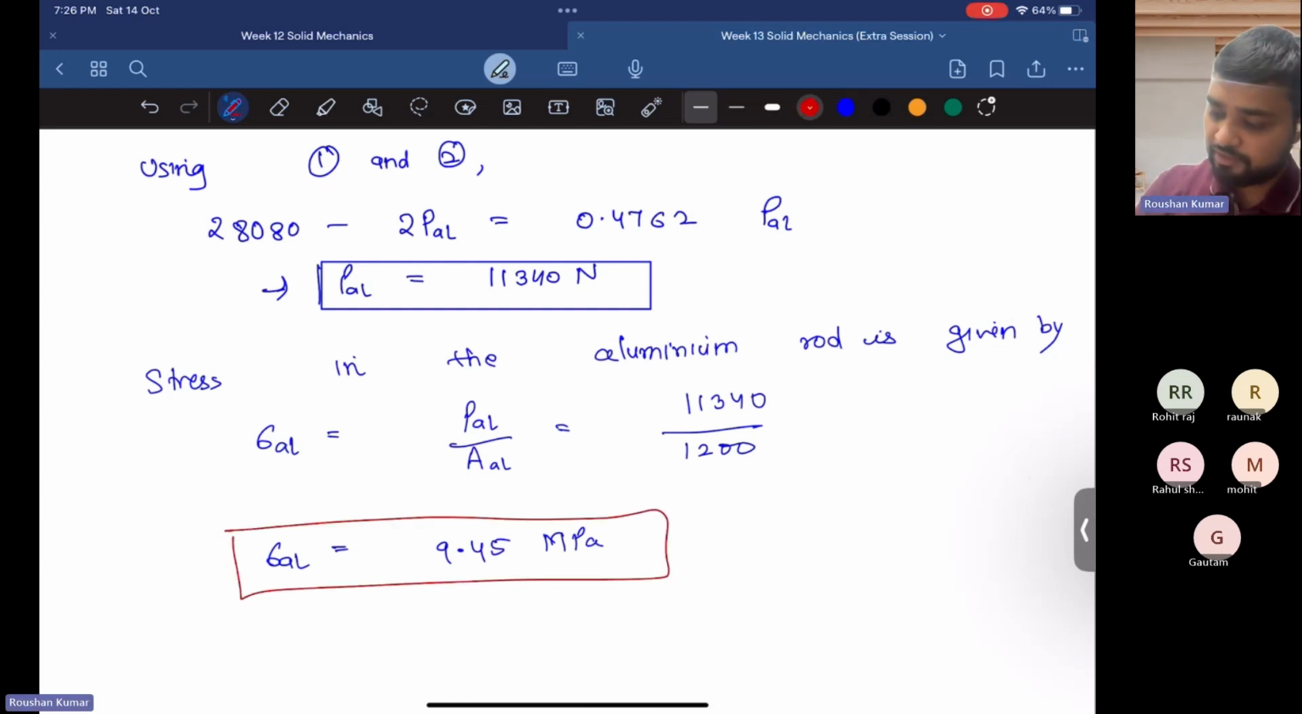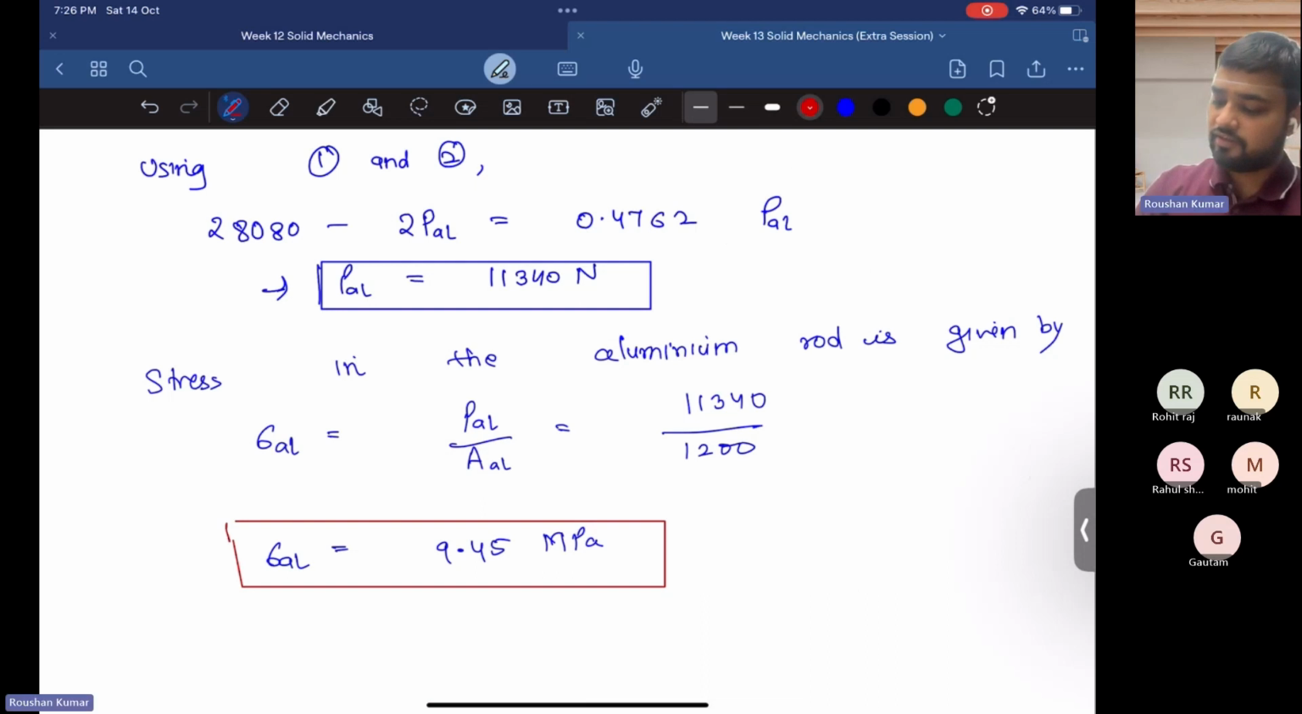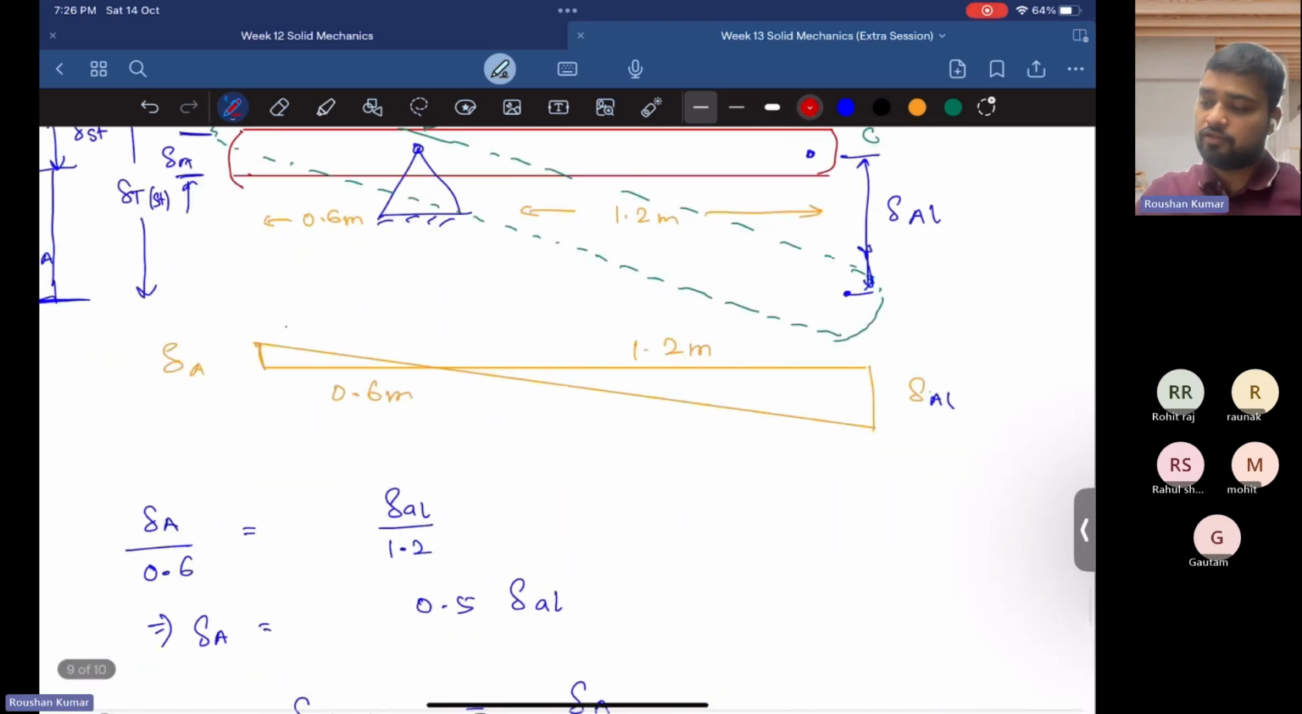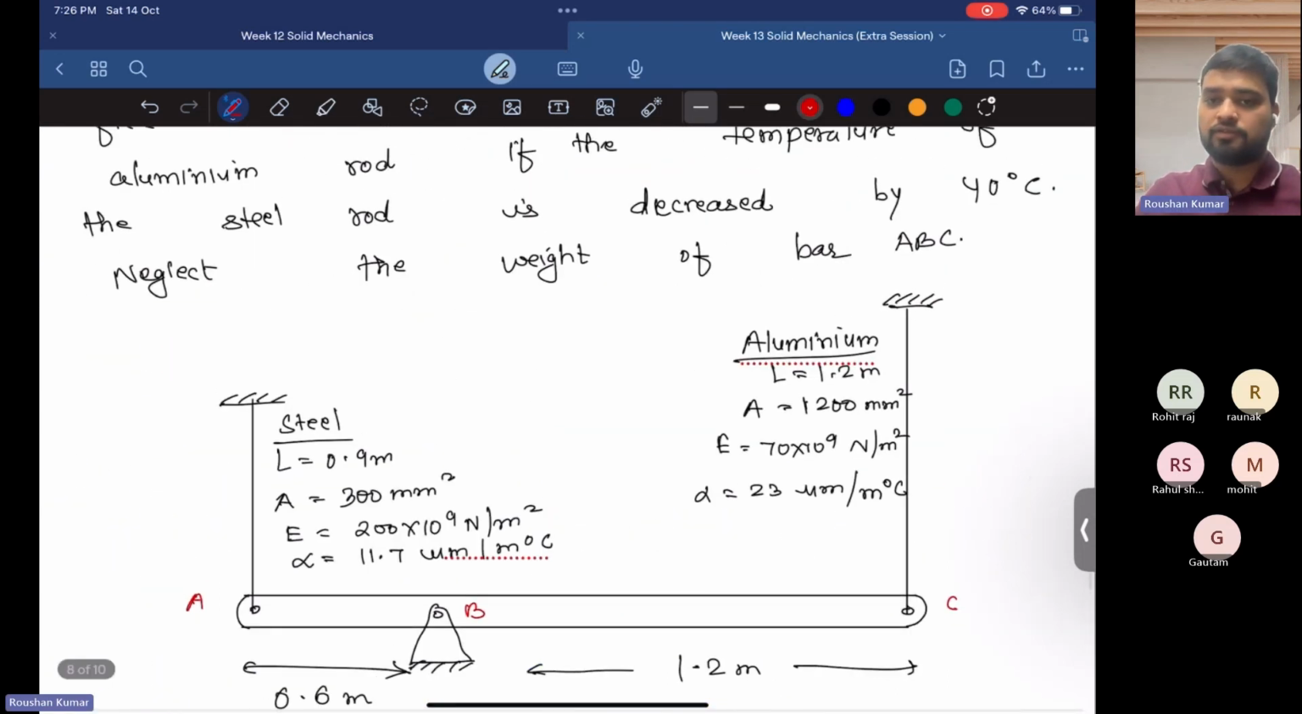So this is the final expression. This is the stress generated in the aluminum due to temperature change in the steel bar. That is, 9.45 megapascal stress is generated in the aluminum bar. So this is the final answer for this question. I hope you are understanding this question. This is a very good question.